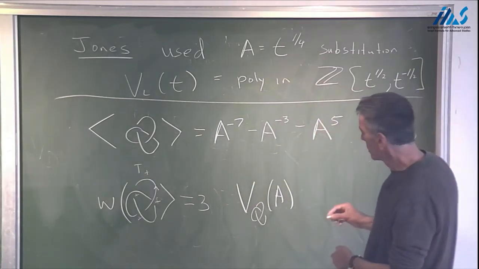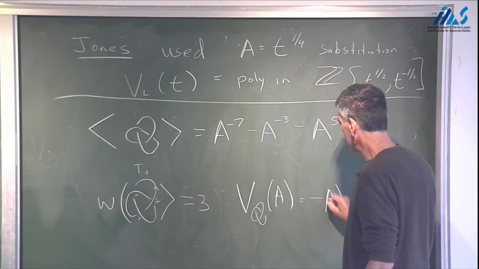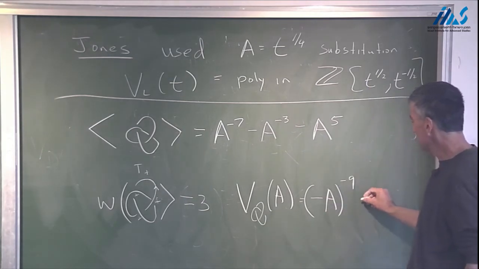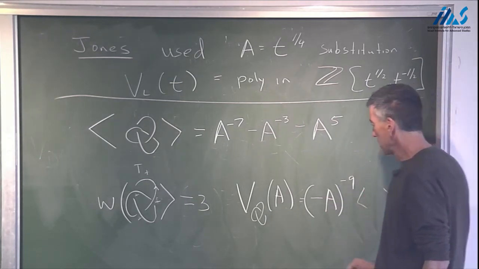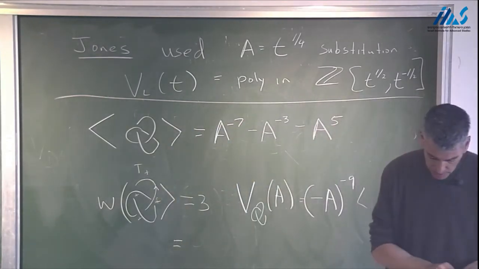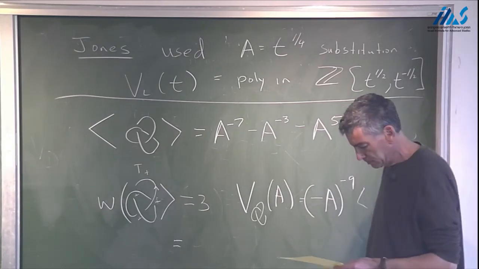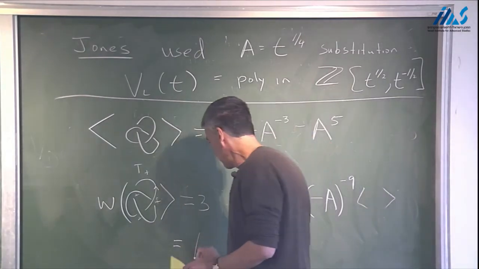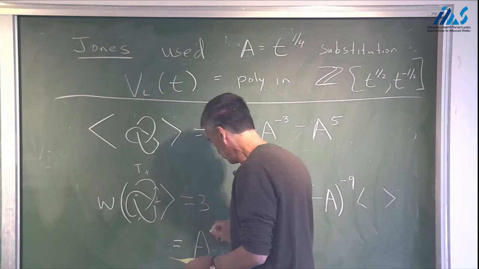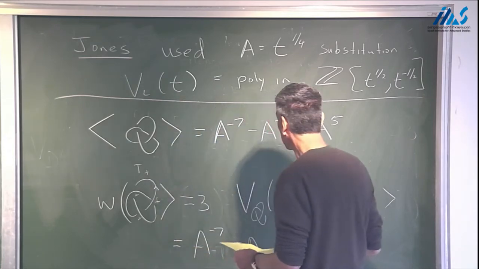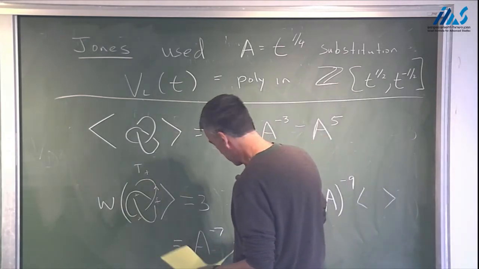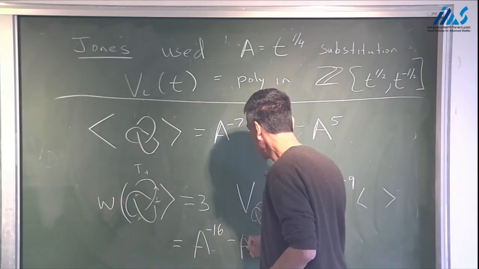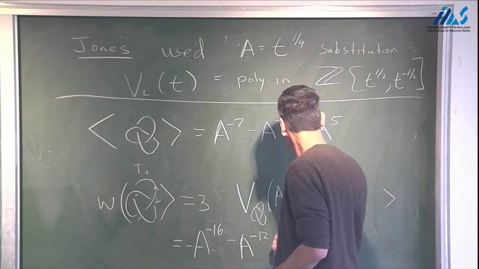What's our formula? It's minus A to the minus 3 times 3, so that's minus 9, times this bracket. So the Jones polynomial of the trefoil is A to the minus 7, minus A, that's the bracket. All right, so we multiply by minus A to the minus 9. So minus A to the minus 16 minus A to the minus 12.